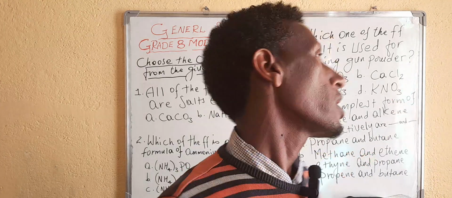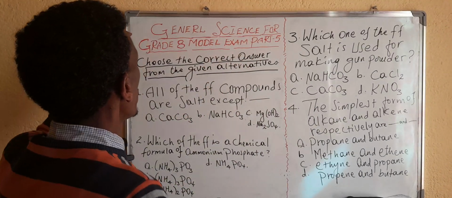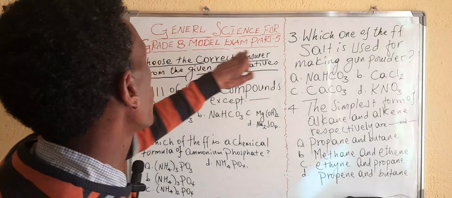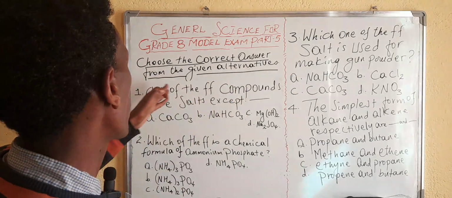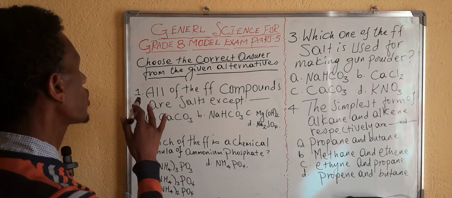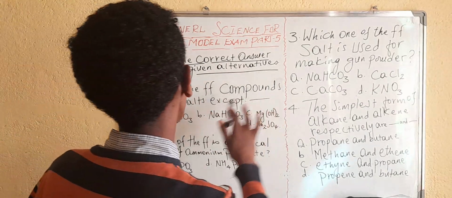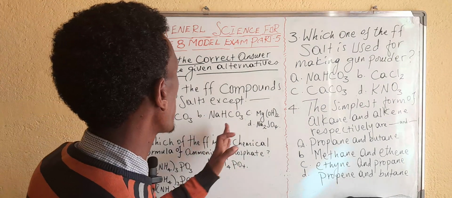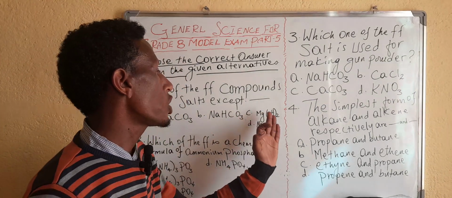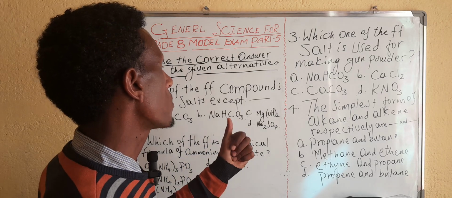ወደ ጥያቄው እንሄዳለን። ተከታተሉኝ። As you can see here, it says General Science for Grade 8 Model Exam Part 5. So the instruction says choose the correct answer from the given alternatives, and question number 1 says all of the following compounds are salts except dash: A calcium carbonate, B sodium bicarbonate, C magnesium hydroxide, D sodium sulfate.